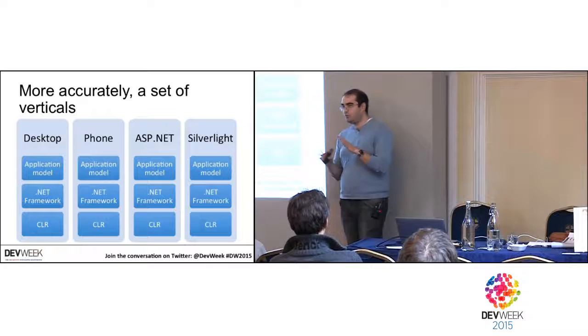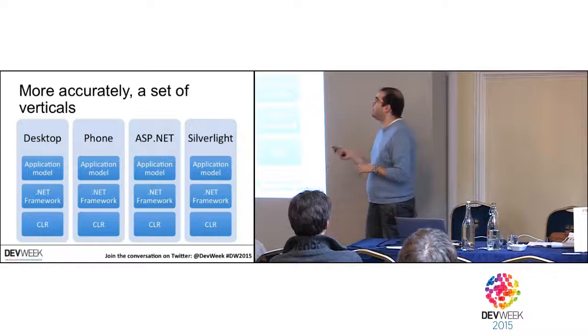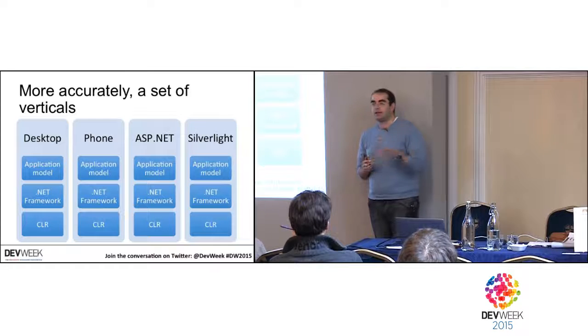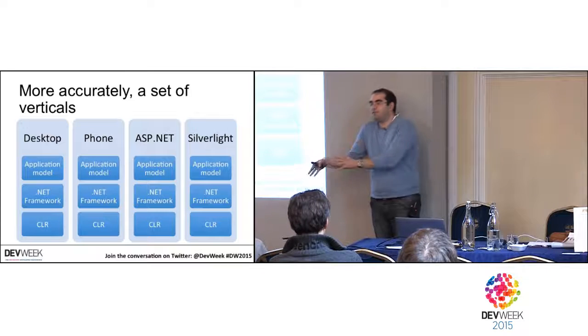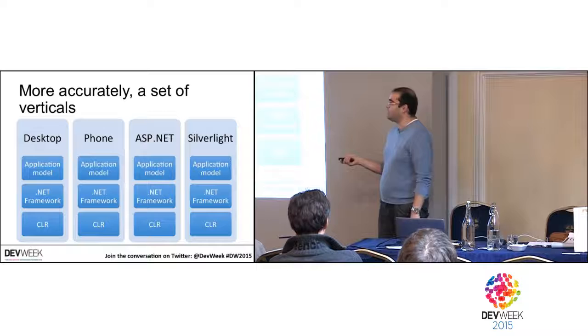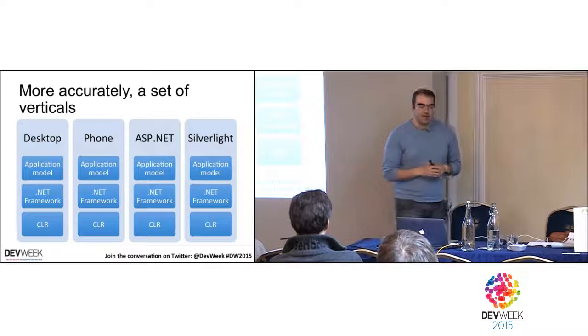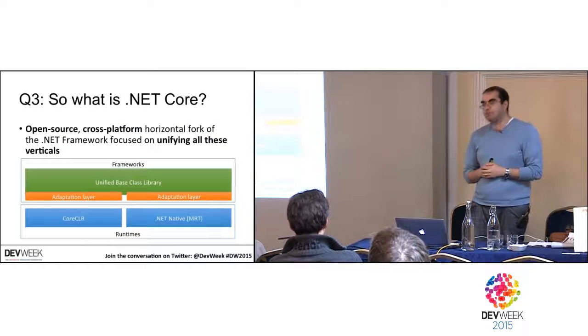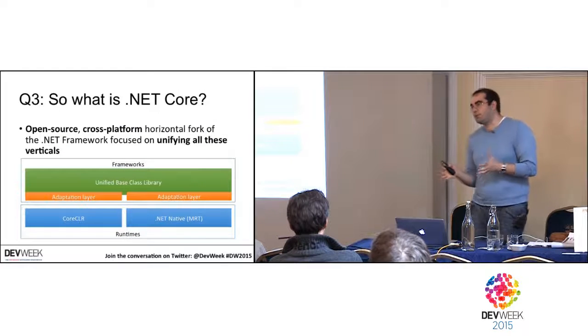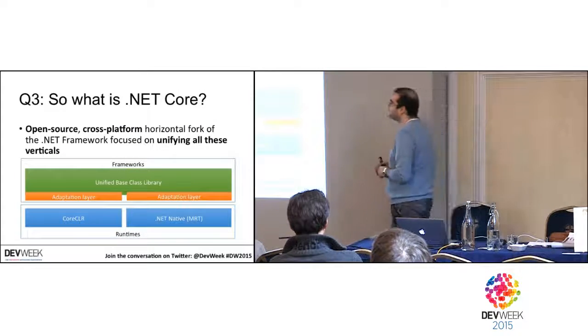So you have totally unrelated verticals where you have an application model like the desktop, the phone, ASP.NET, what have you. And then you have the .NET framework for that specific vertical, and then you have a CLR. And again, that's getting out of hand. So what Microsoft is trying to do here is build a unified framework, which is .NET Core.